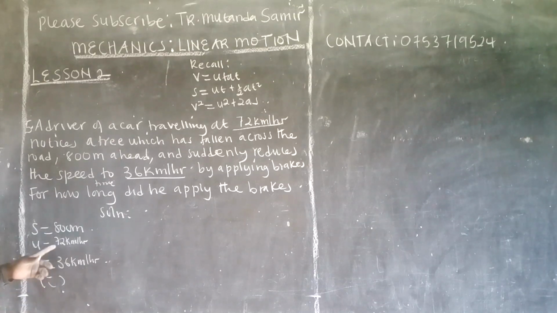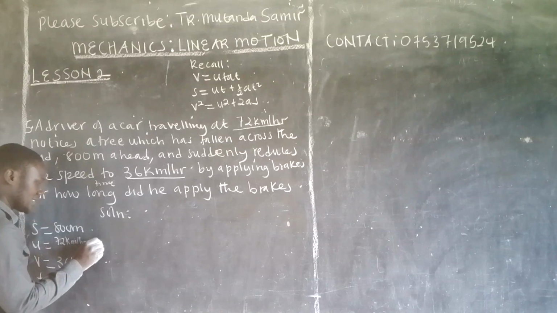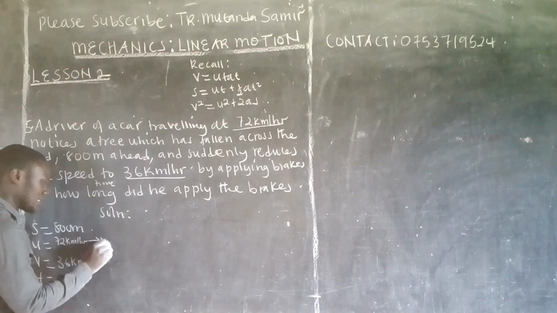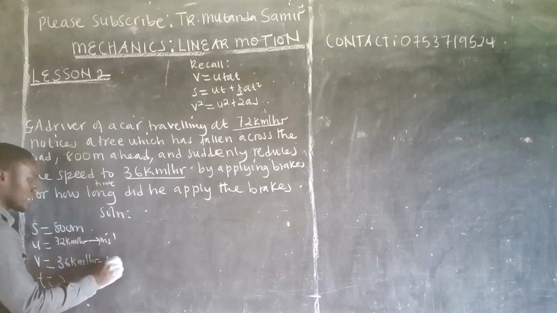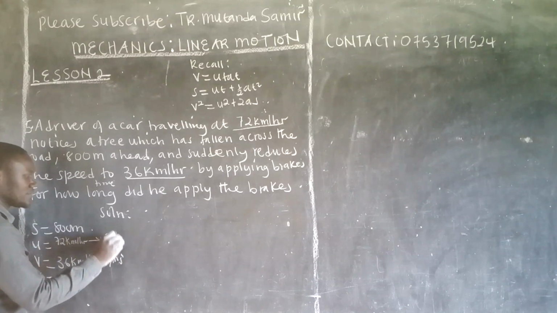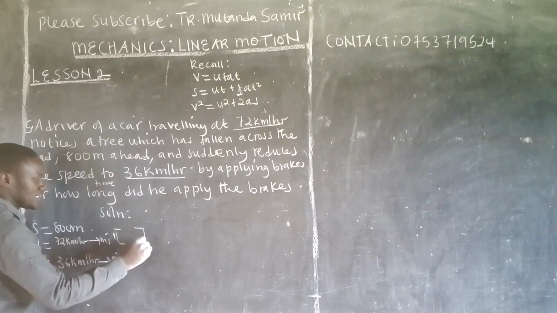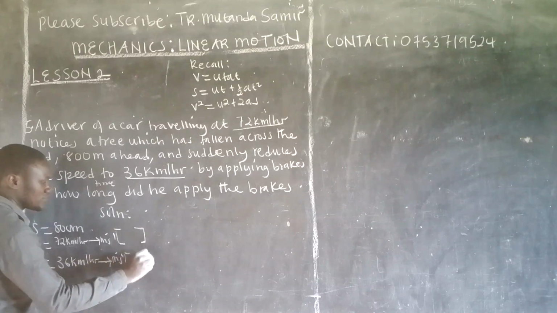First of all, the velocities, as we know from lesson 1, you can go in the playlist and watch lesson 1. We said that all the velocities must be in meters per second. But the ones we have here are in kilometers per hour. So this must be changed into meters per second. Even this one must be changed into meters per second. That must be done with immediate effect. And the answers shall be put in brackets.